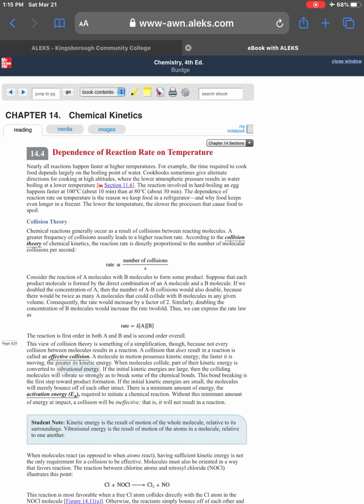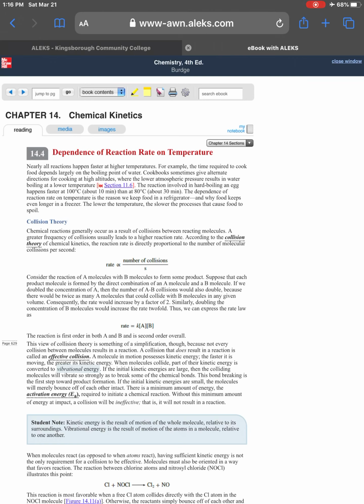A molecule in motion possesses kinetic energy. The faster it is moving, the greater its kinetic energy. When molecules collide, part of their kinetic energy is converted to vibrational energy. If the initial kinetic energies are large, then the colliding molecules will vibrate so strongly as to break some of the chemical bonds. This bond breaking is the first step toward product formation. If the initial kinetic energies are small, the molecules will merely bounce off of each other intact.